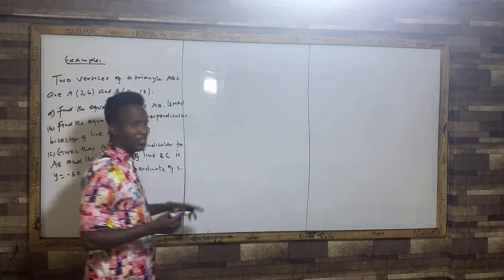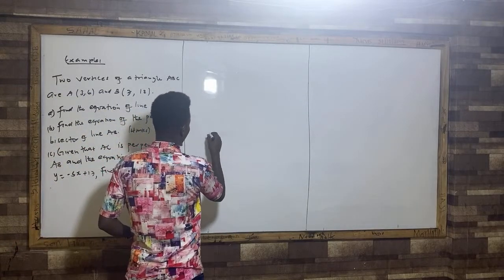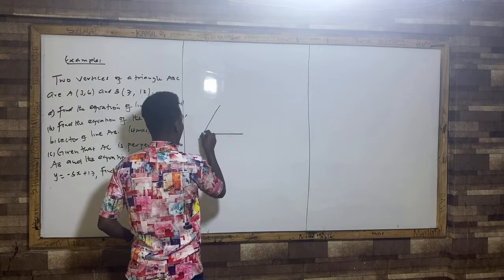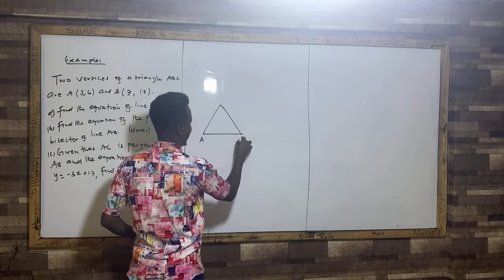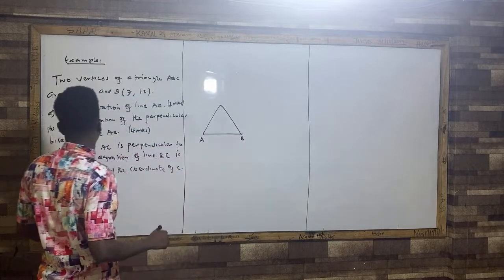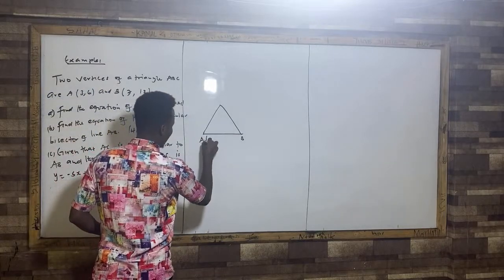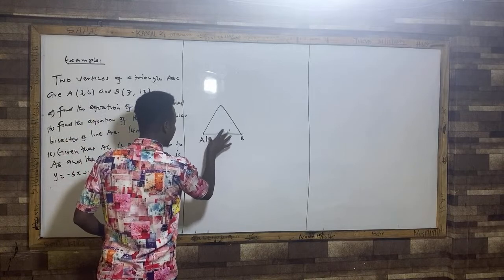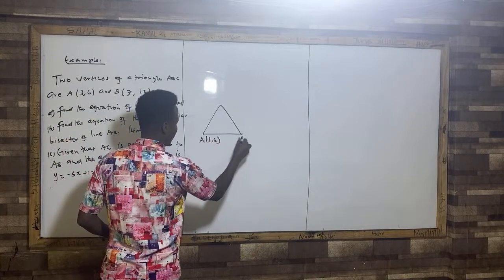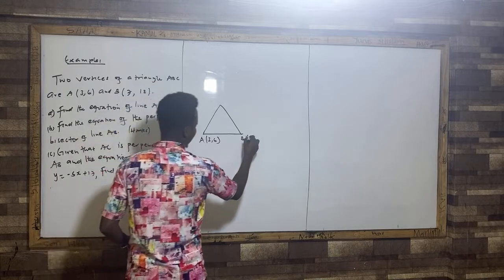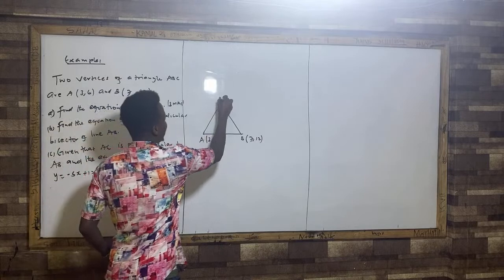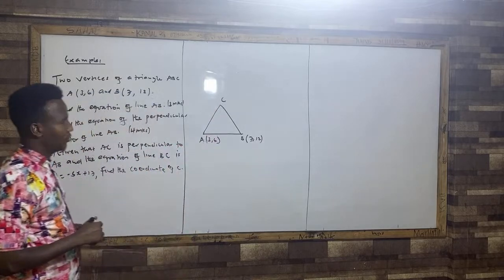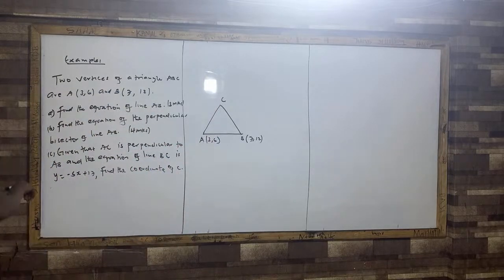So let me come here and sketch. Let me say this is my triangle. Let's say this is A, B. So A, you have (3, 6). Please take your time. And B, (7, 12). Now we don't have this one. What are we going to do?